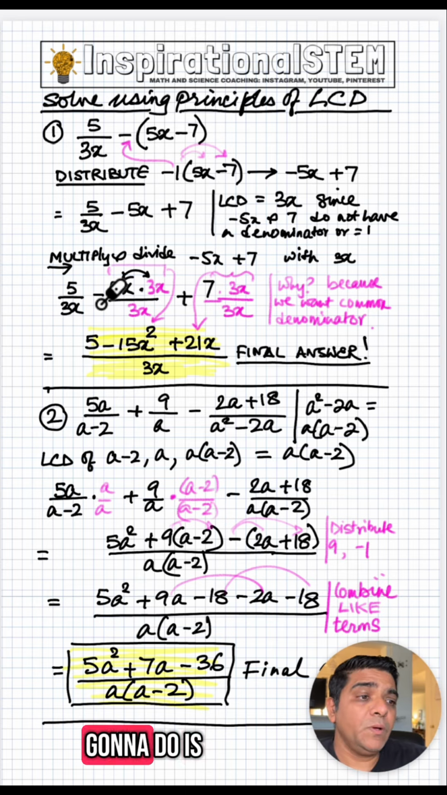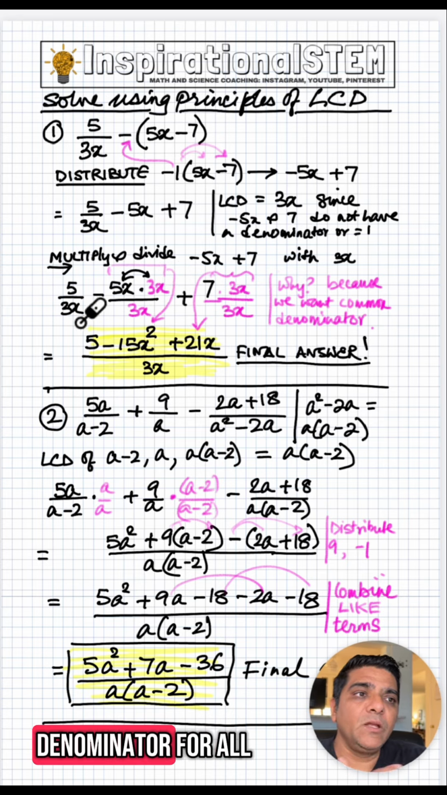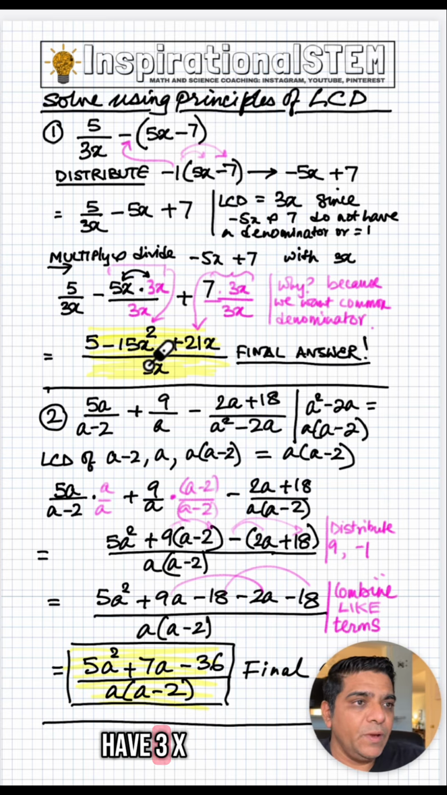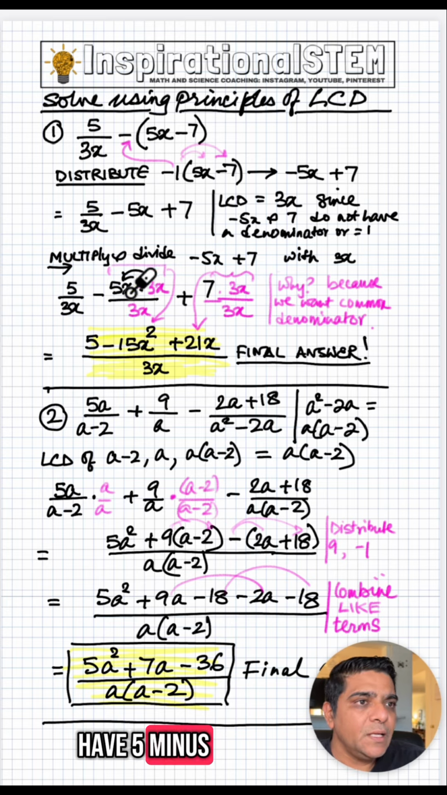Okay, so what I'm going to do is multiply and divide both of those two terms with 3x. So multiply, divide, multiply, divide. Now we have 3x at the denominator for all of these terms. We just go ahead and add the numerators. So we put 3x in a line, and then we have 5 minus 5x times 3x, which is 15x squared, plus 7 times 3x, which is 21x.